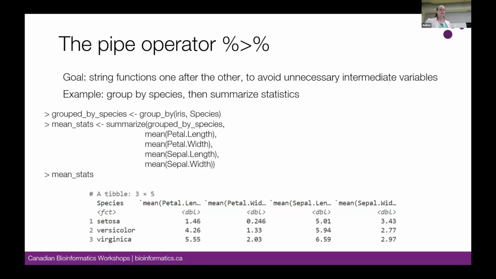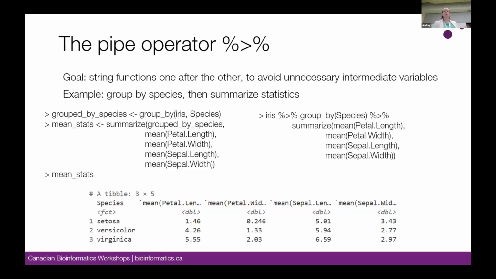One example is, if we wanted to have mean stats by groups. So we want to have the mean petal length, mean petal width, and then same for sepal. For each species, you can use group by to separate your 3 different species, store that into an object, and then you use summarize on that object to have your statistics for each species. That is the old way to do it without pipe.